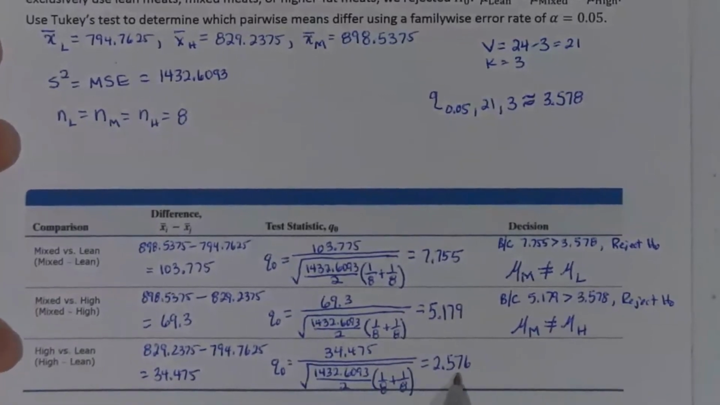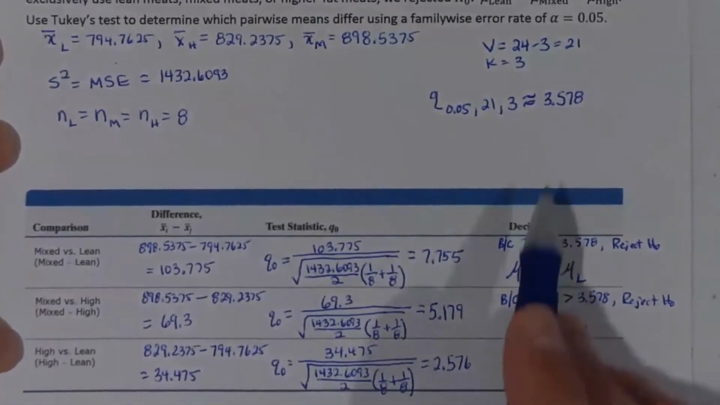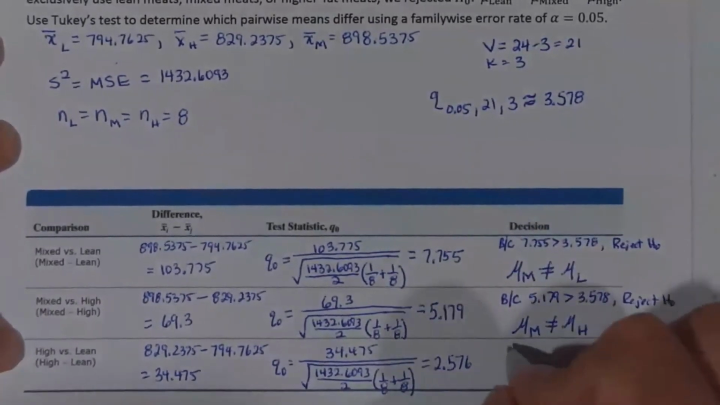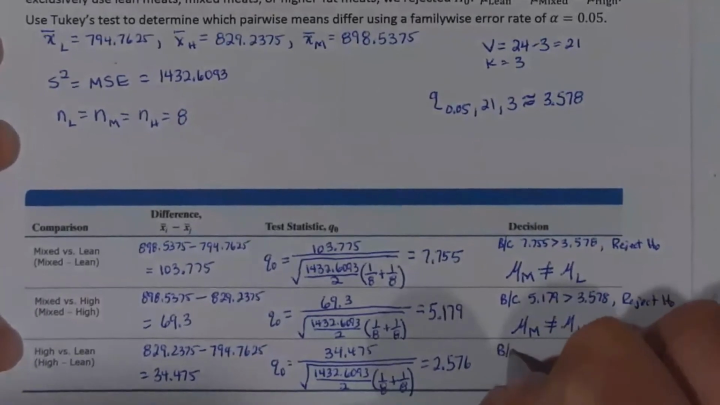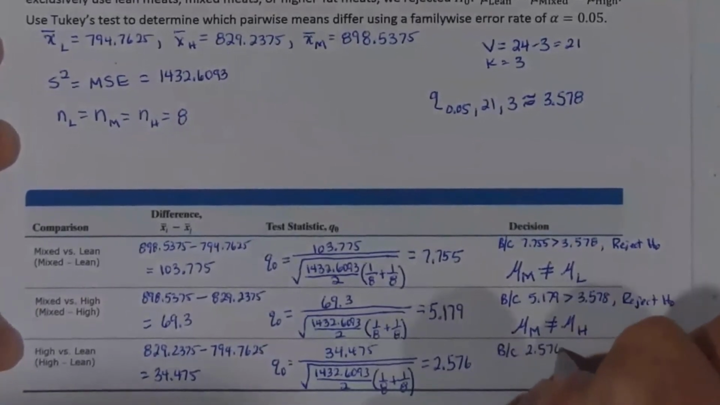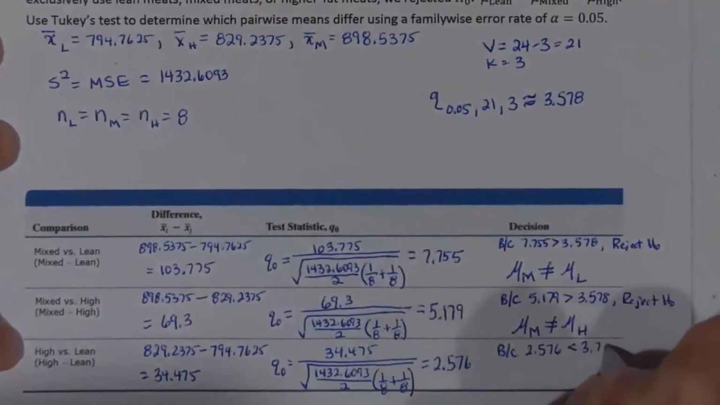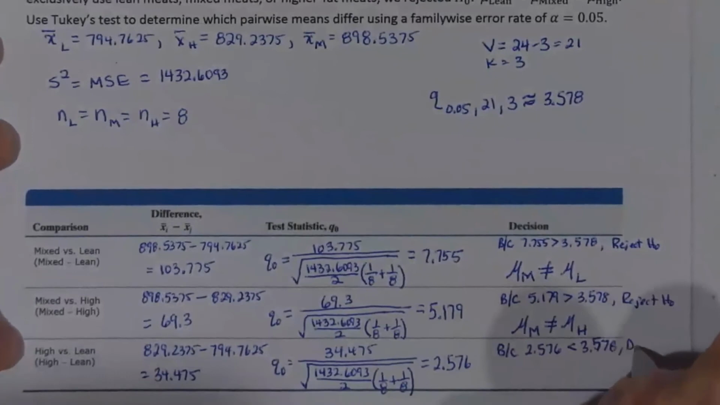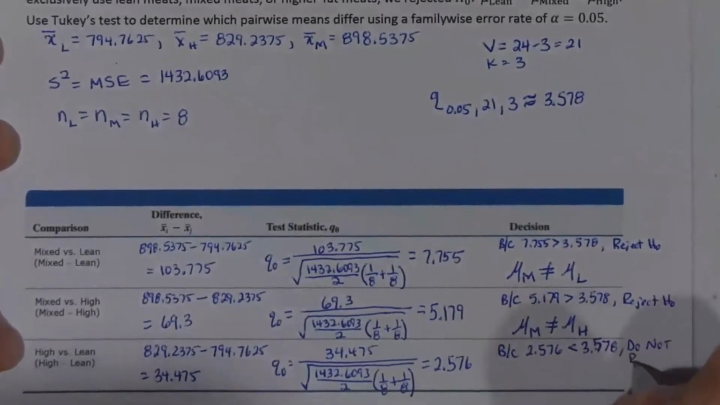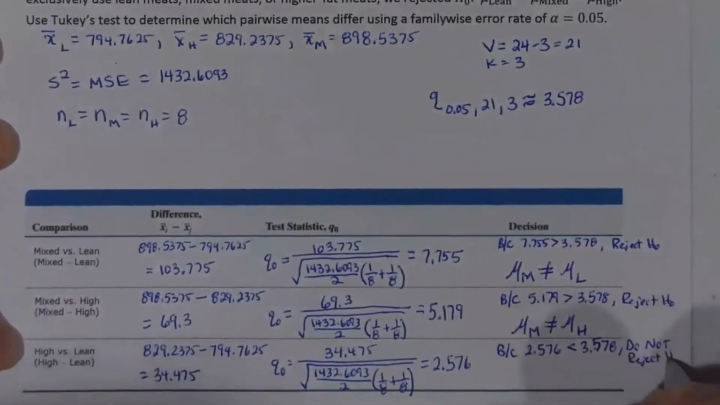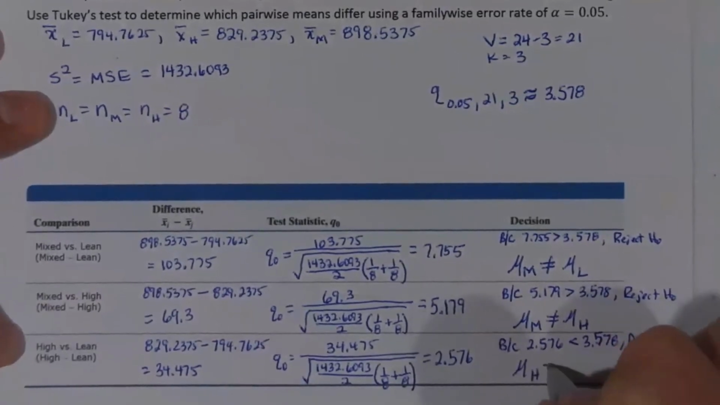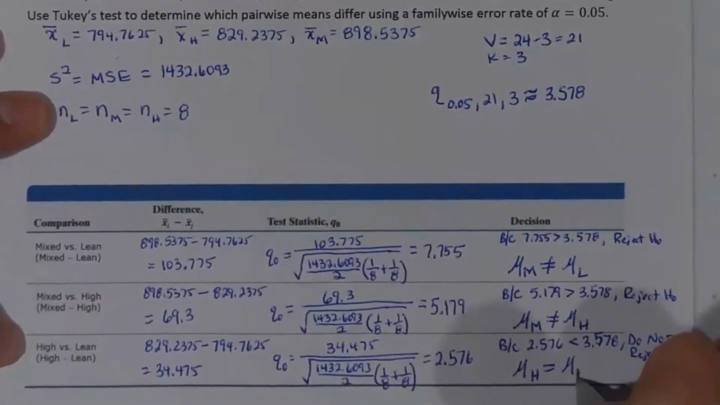Now, for the third comparison, 2.576 is smaller than the critical value of 3.578. So because 2.576 is less than 3.578, we do not reject the null hypothesis that the two means are equal. So our conclusion is that the mean of higher fat meats equals the mean of lean meats.